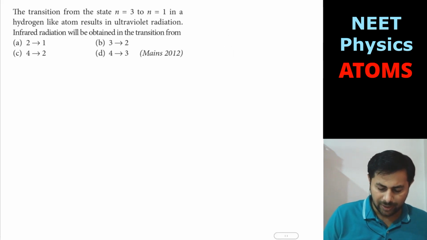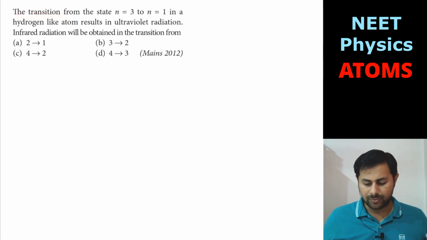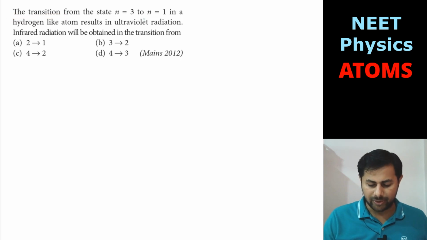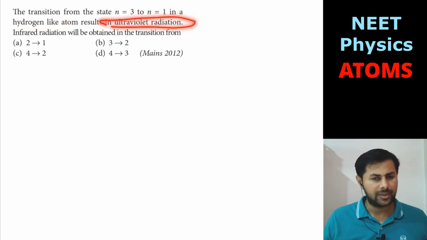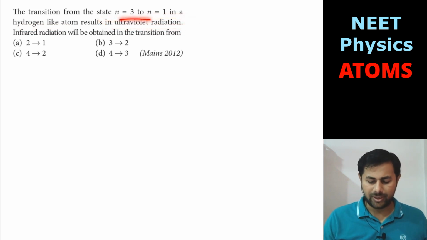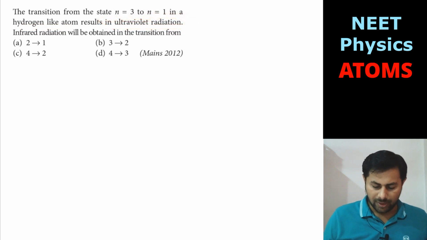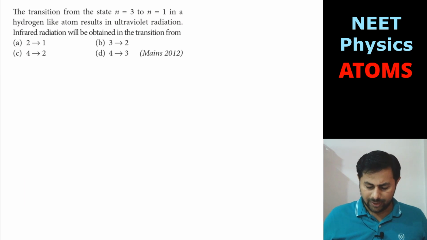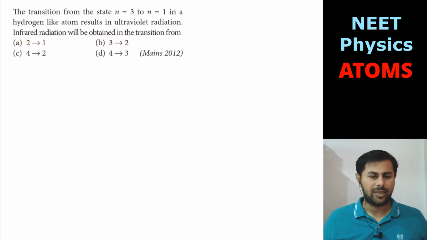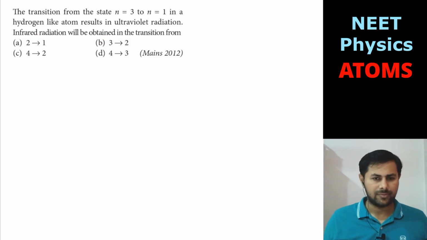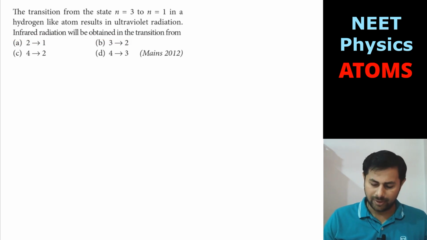Let's see this question. The transition from state n equal to 3 to n equal to 1 in a hydrogen-like atom results in ultraviolet radiation. So n equal to 3 to n equal to 1 transition is ultraviolet. The infrared radiation will be obtained in the transition from... Tell me, where can you guarantee the infrared radiation? 4 to 3. Very good.